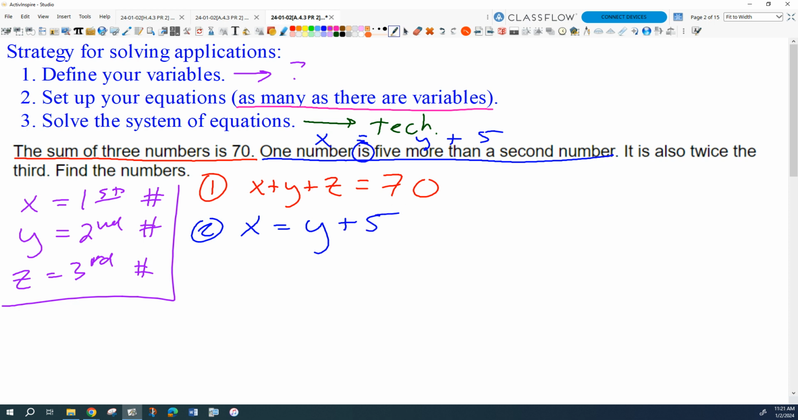And our third equation, it is also twice the third. Well, what's it refer to here? First number. There we go. So third equation, x equals twice the third number. How would I say that? 2z. Okay, we got them. Three equations. Three variables, three equations. There's our system.